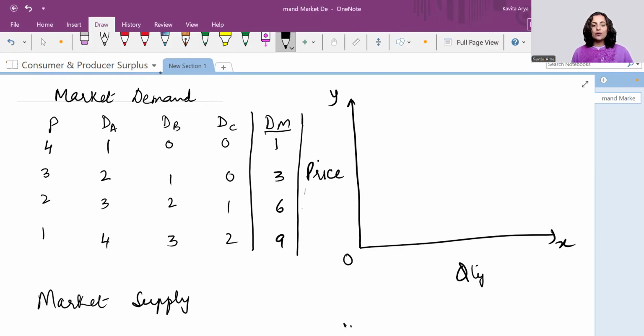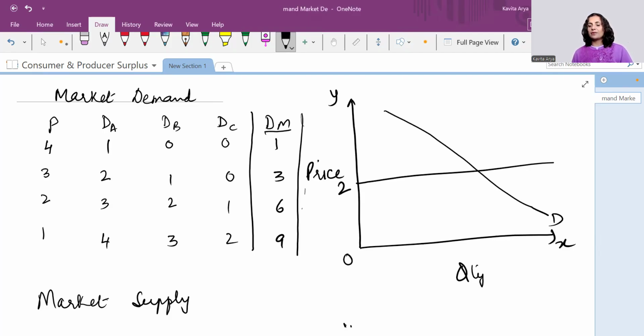But when the price falls to 2, there is a demand given by all the three people, A, B, and C, and at price 1, the demand is the maximum. 4 from A, 3 from B and 2 from C. That makes a total of 9 in the market, right? So say the prevailing price in the market is 2. And the demand curve, if we go by the usual shape, slopes downwards, right?